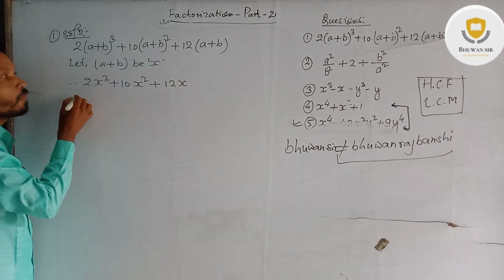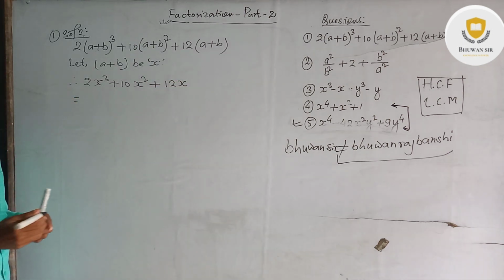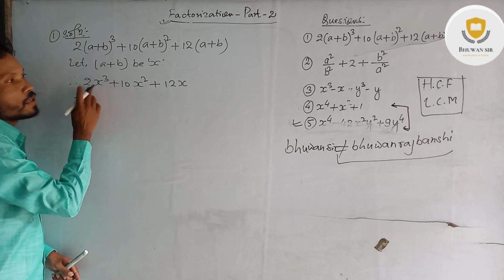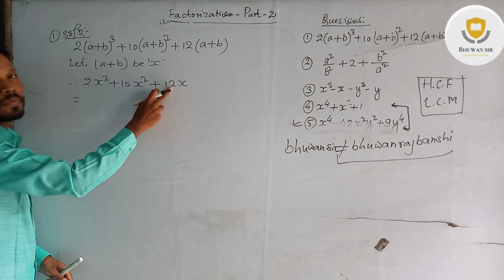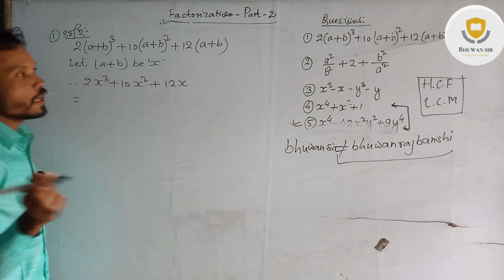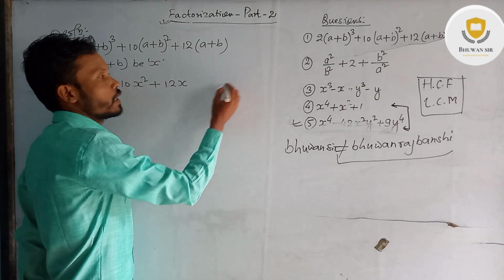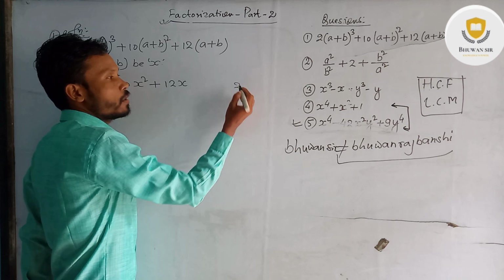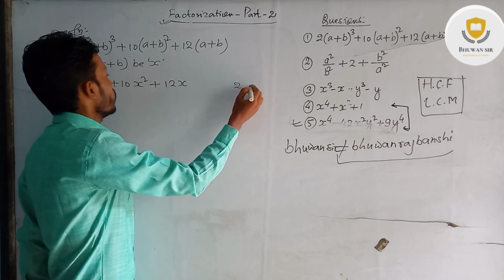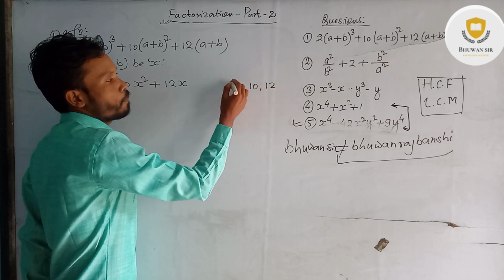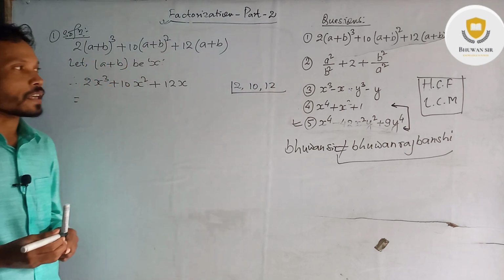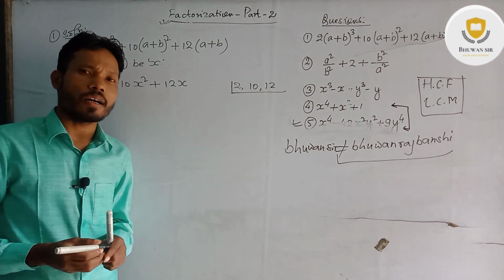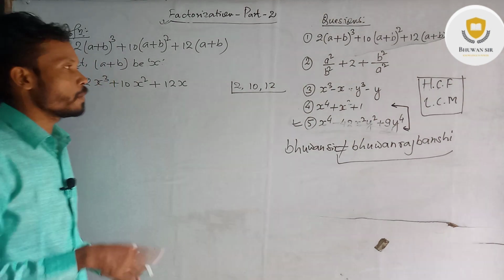Now as I explained in part 1, see the similar things, common things: 2, 10 and 12. The best way to get the common factor from the numbers 2, 10 and 12 is to try to find out whether all the numbers can be divisible by a single number. Can they be divisible by one number?